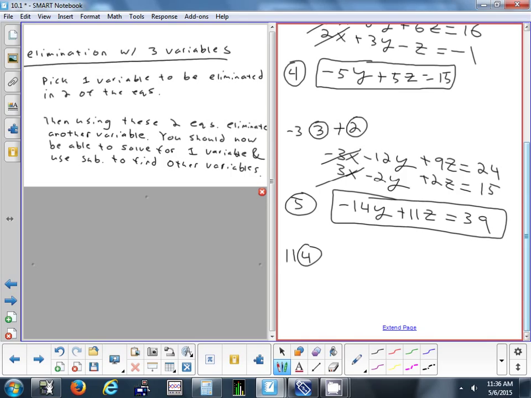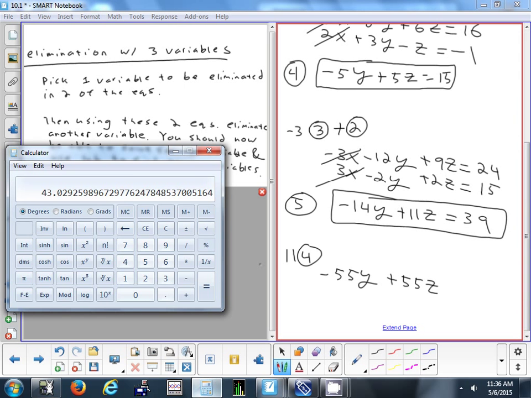Okay, multiply equation 4 by 11. Okay, let's do that first. So you're going to get negative 55y plus 55z. And we have negative 15 times 11, negative 165.